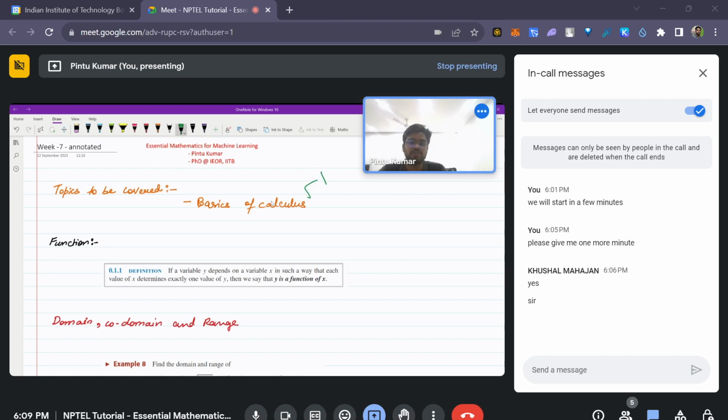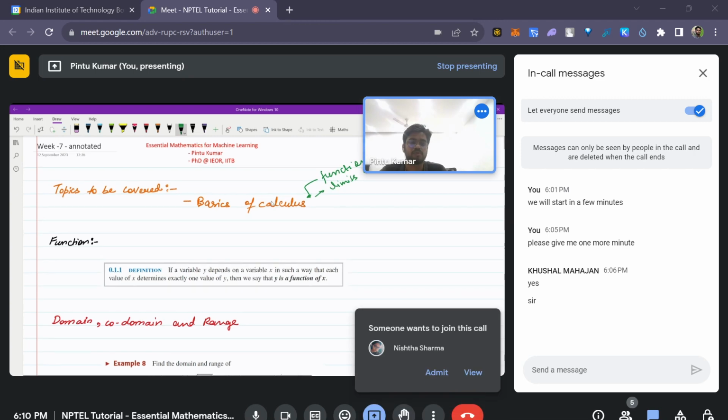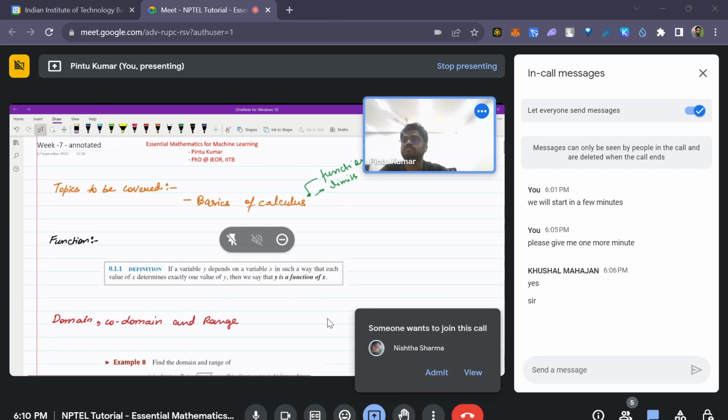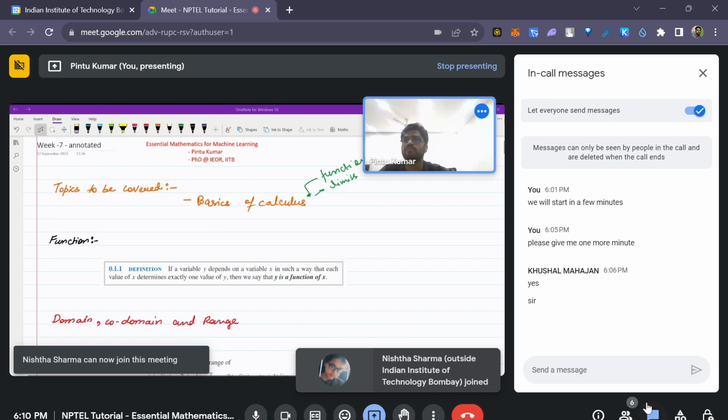I'll talk about functions. Here I'll talk about some special types of functions like even functions, odd functions, one-one and onto functions, and inverse functions and those kinds of things. Then I'll go to limits and derivatives.